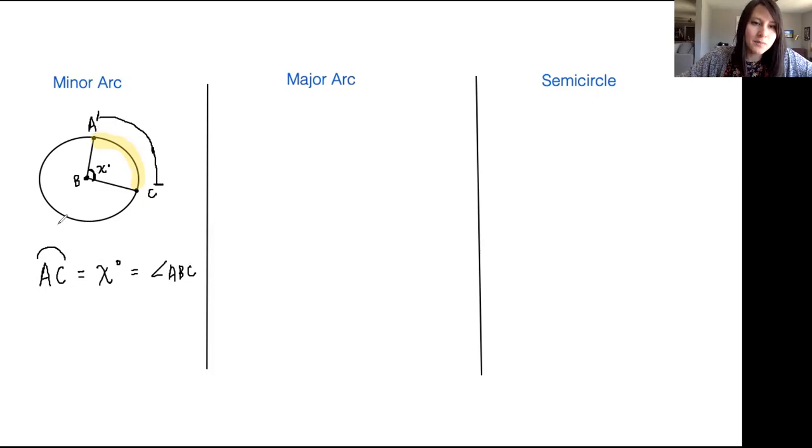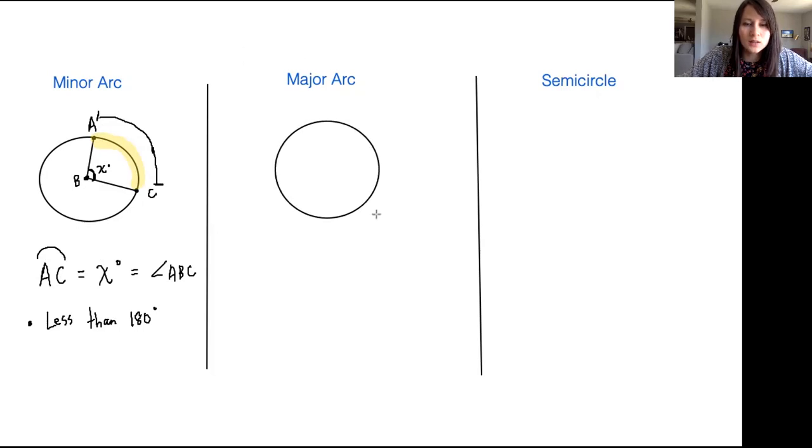And this is called a minor arc because it's less than 180 degrees. Okay, so what do you think a major arc is going to be? Well, opposite of minor is major, which is greater than 180 degrees, right?